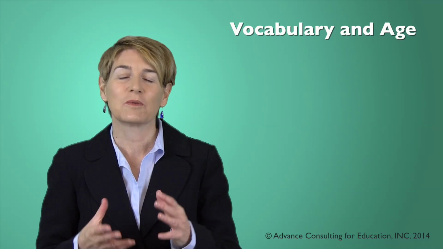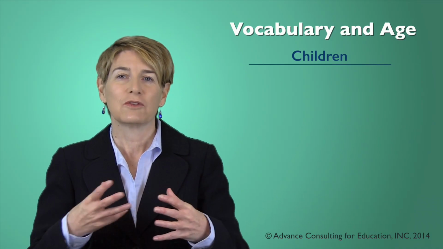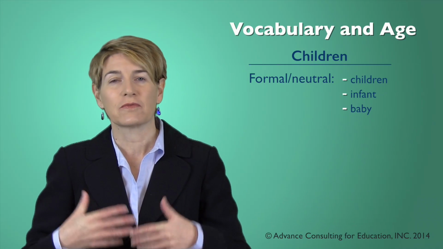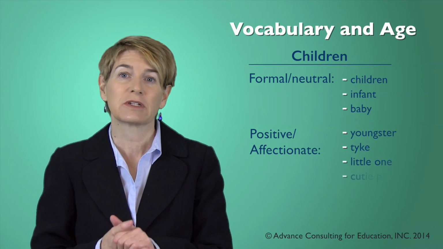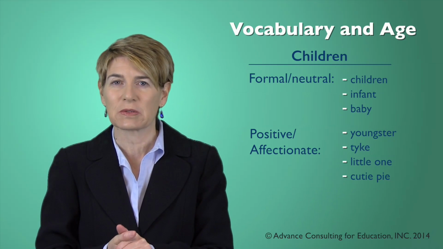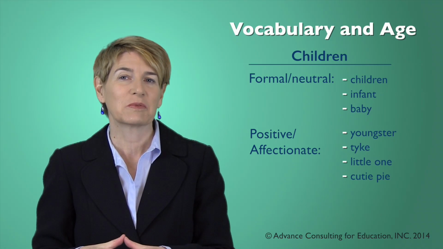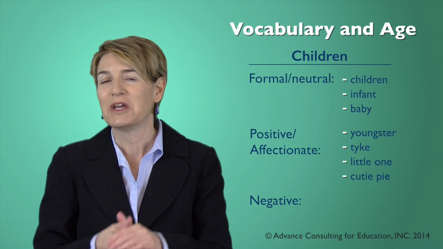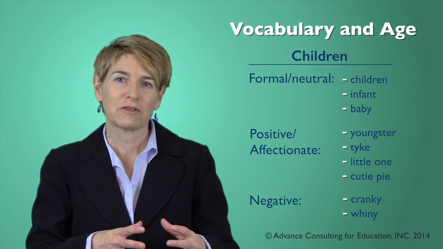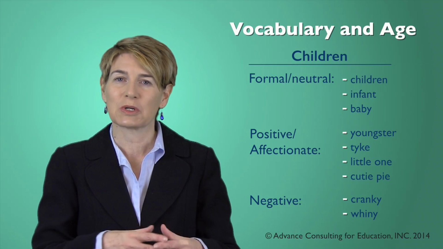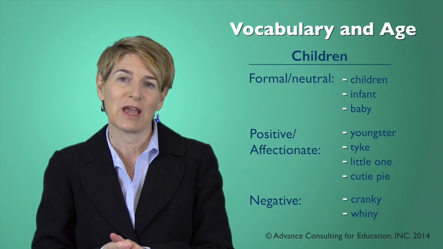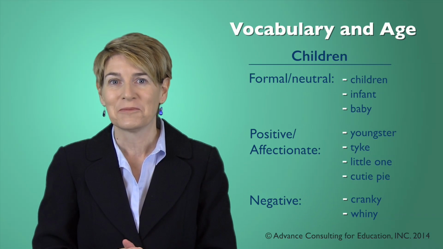So let's take a look at some words that we might use for children. So we can use very formal, neutral terms such as children, infant, baby, but then we can use very affectionate terms such as youngster, tyke, little one, cutie pie. We can use cute little nicknames for kids and things like that. And then if we wanted to portray that we don't feel quite so positive about this particular age group, we can describe children as being cranky or whiny or a lot of work. So we can have very positive, cute, and affectionate ways of talking about children, and then some negative ways as well. So it's just really fun to look at the wide range of terms that we have to talk about the age group, particularly of children.